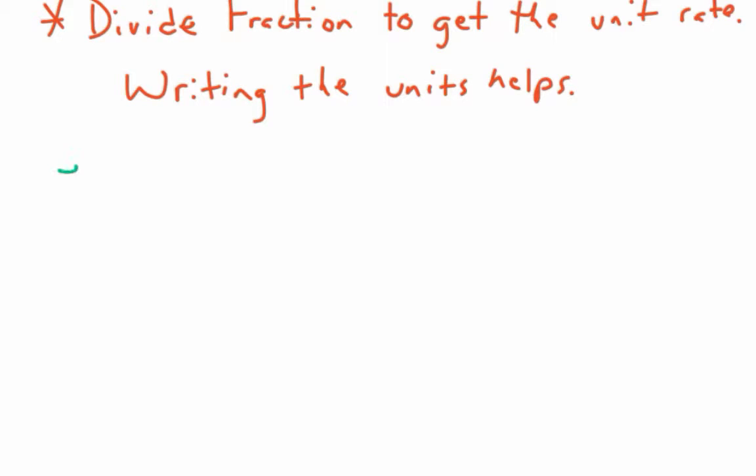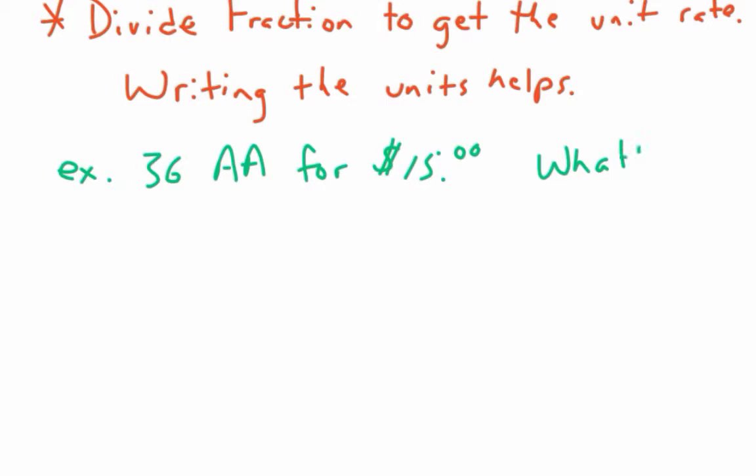And I want to do a couple examples. So if we have 36 batteries, so we're going to buy some batteries. If you can buy a 36 pack of AA batteries for $15, what's the cost for one battery? So what's the cost per battery, maybe?